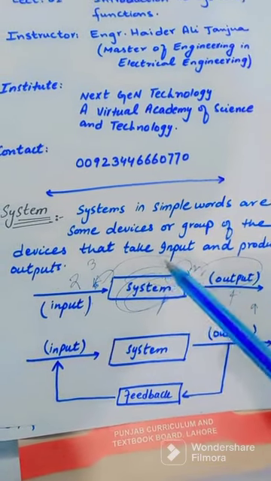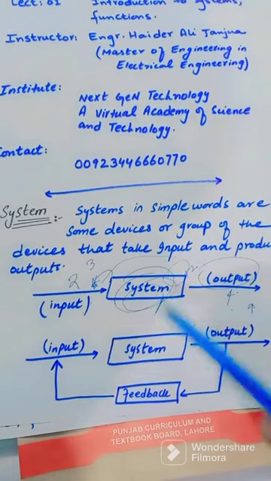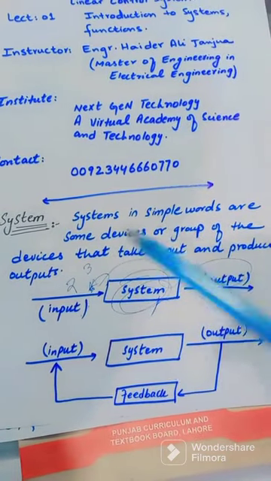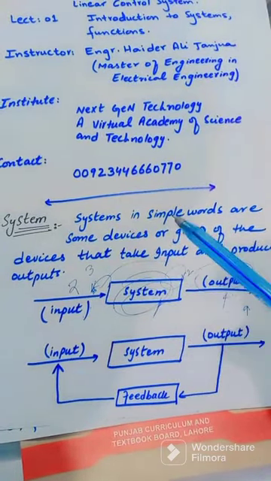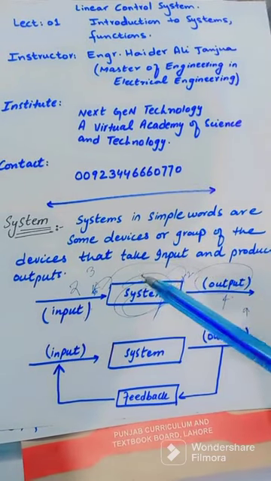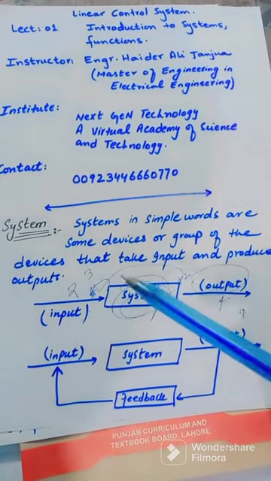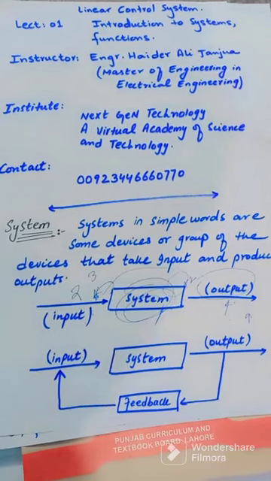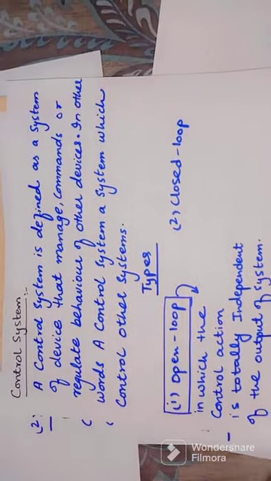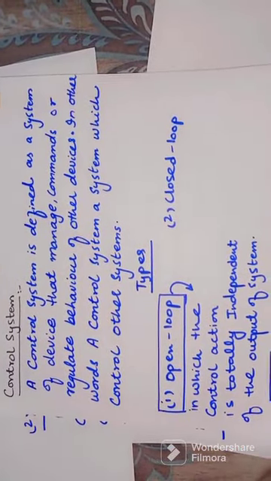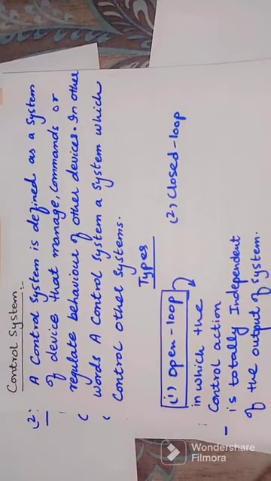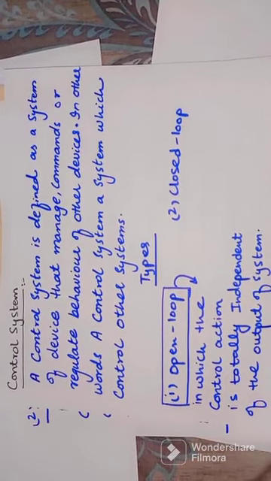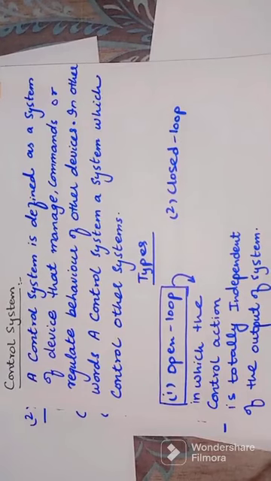So there are two types of systems: we have the open loop system and the closed loop system. Again, a system in simple words is a group of devices that take input and produce output, which is the desired output we require. Now you can see here the first diagram which I showed you in my last slide, which is the open loop system.